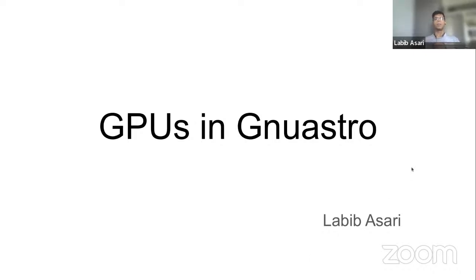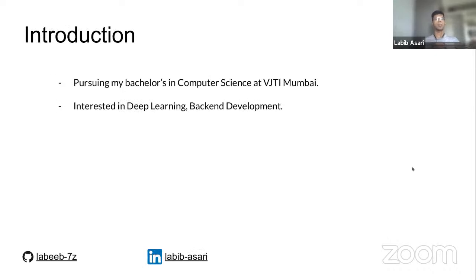Well, hello everyone. I'll be giving a presentation today about how I was working on integrating GPU support in Gnuastro. So a little introduction about me. I am a third year computer science student at VJTI Mumbai. I've been studying subjects like operating systems, database management systems, computer networks, and computer architecture as part of my bachelor's. My major interest lies in the field of machine learning and deep learning, where I'm used to processing big amounts of data for doing various intelligence tasks. I also have some experience in backend web development.